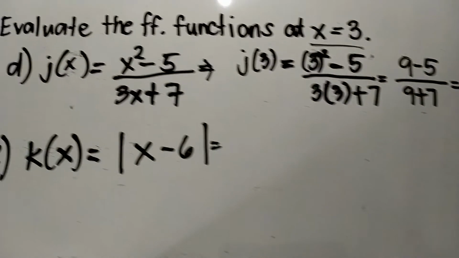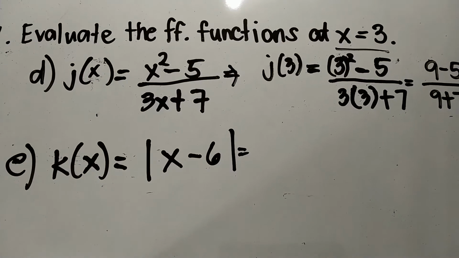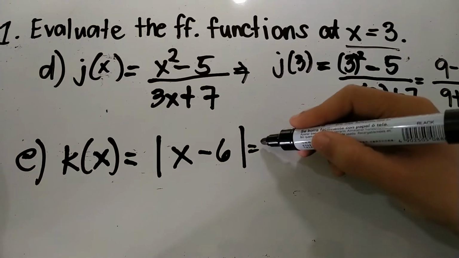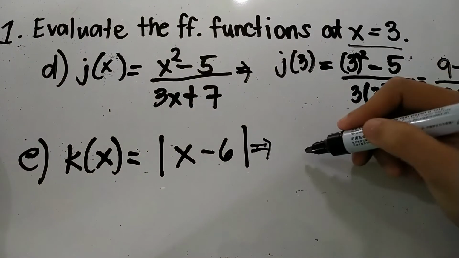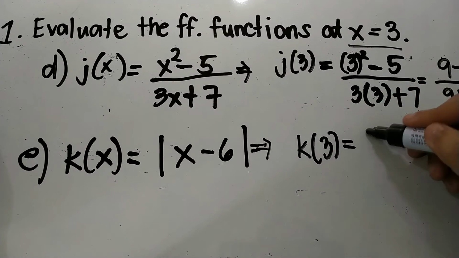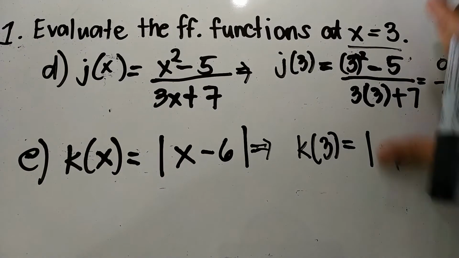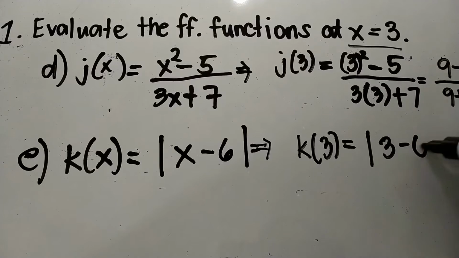Next example, or the last example, which is k of x is equal to the absolute value of x minus 6. So we know that absolute value, lahat na nasa loob ng absolute value, it becomes positive. Lahat nagiging positive. So, let's try to answer. We'll put an arrow kasi dito tayo mag-start ng solving. So, k of 3 is equal to the absolute value of, let's palitan na natin siya ng 3 minus 6.